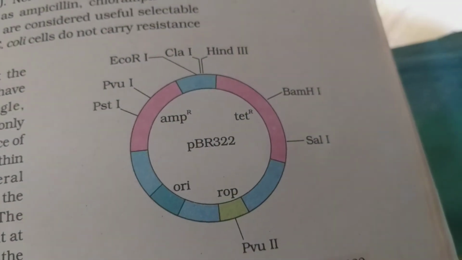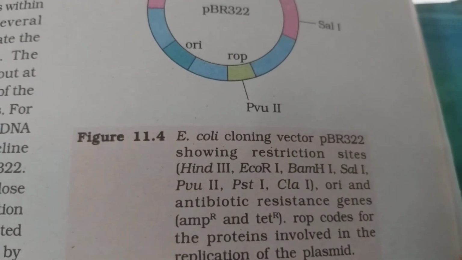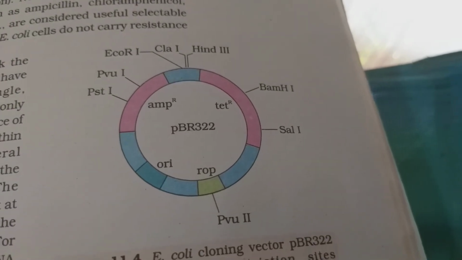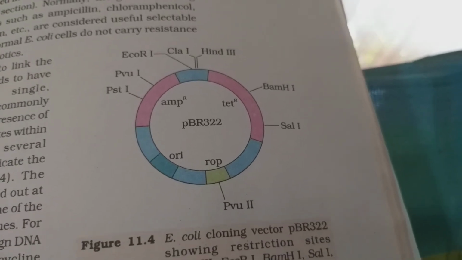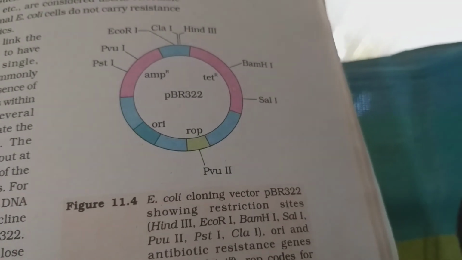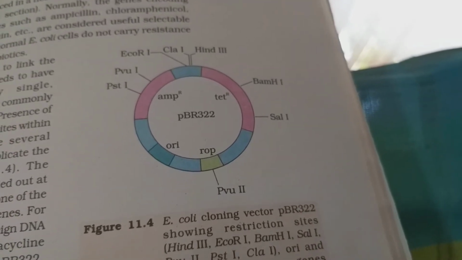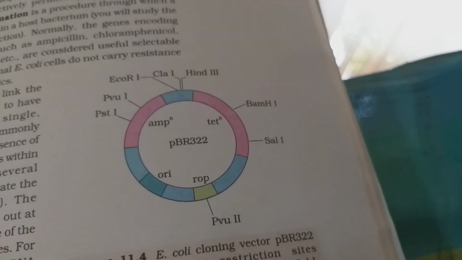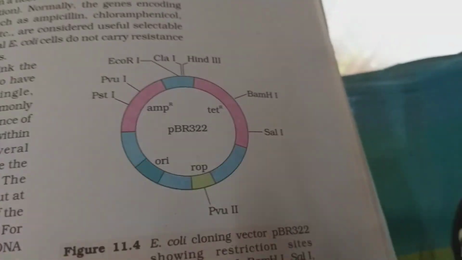Now in the figure, a cloning vector has been shown. This is the cloning vector pBR322 found in E. coli bacteria. It has several recognition sites or restriction sites which are identified by restriction enzymes that cut the DNA. The restriction sites are shown in the figure.